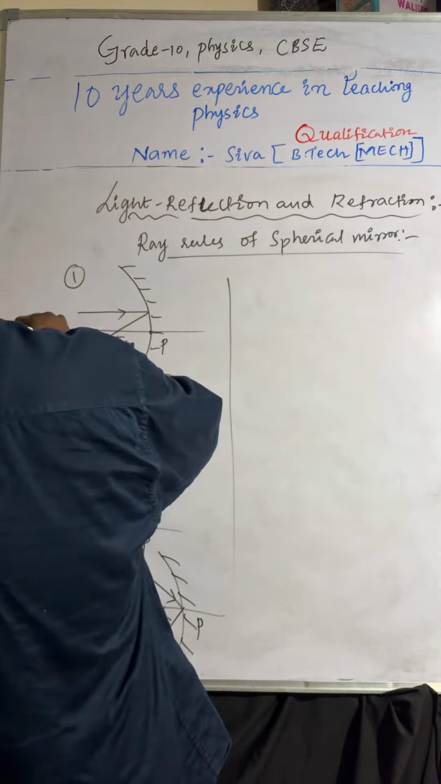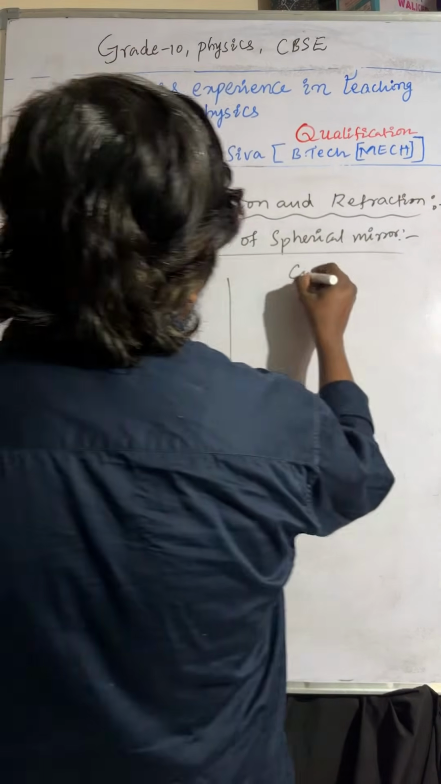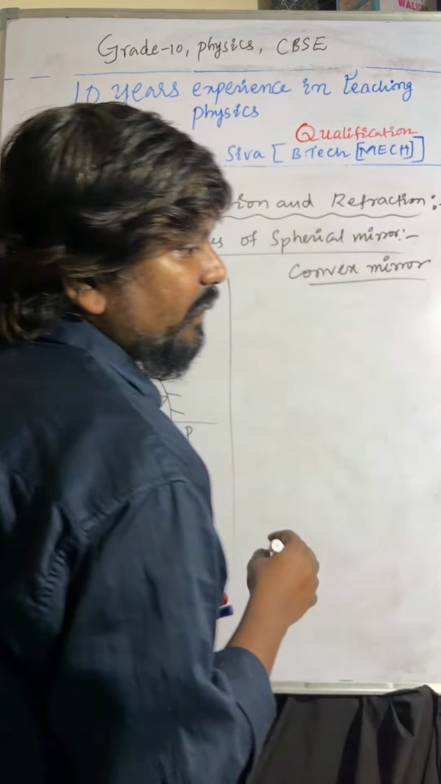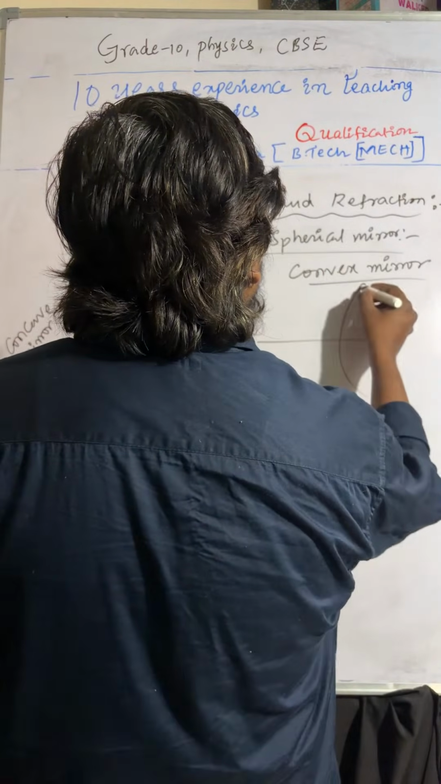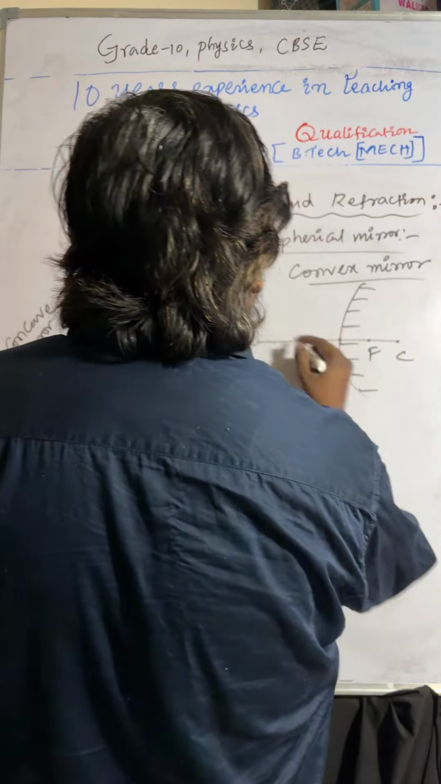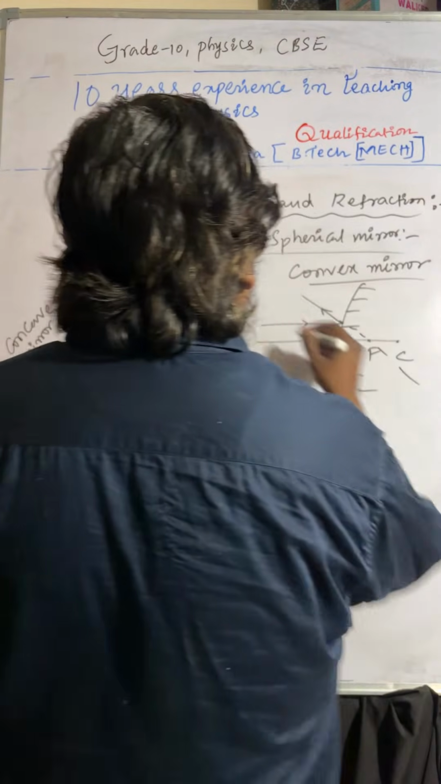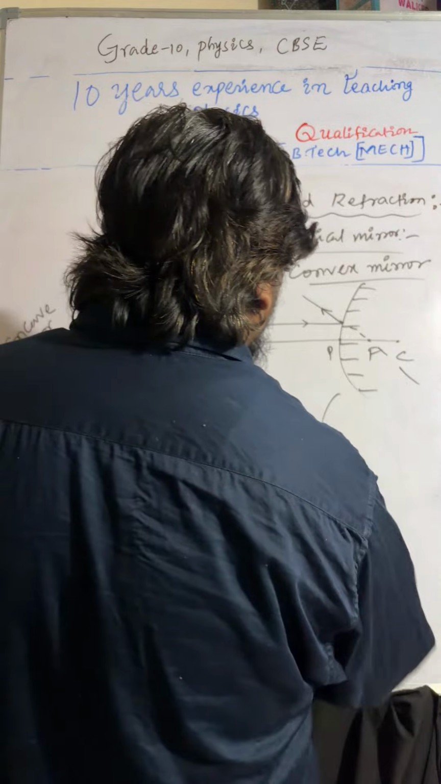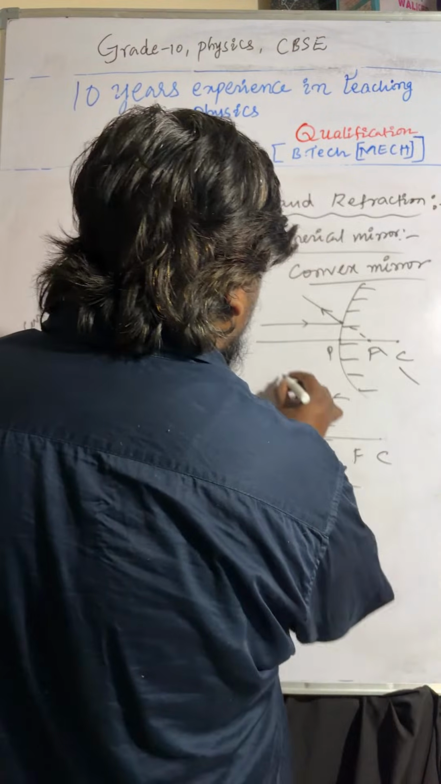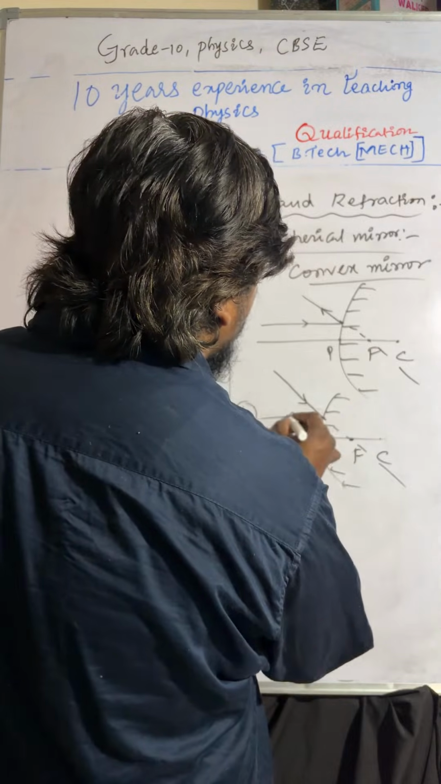This was the concave mirror. Next one is the convex mirror. Here you can observe the convex mirror. Point number 1: this is the pole, focus, center of curvature. The light ray is coming from infinity, and after reflection it passes through the focus. Coming to point number 2, the light ray is passing through the focus, and after reflection it moves towards infinity.